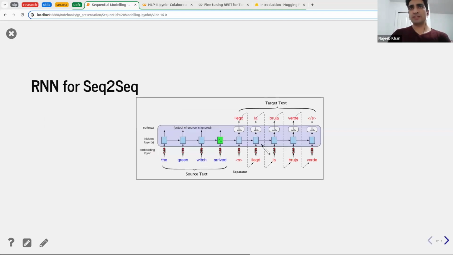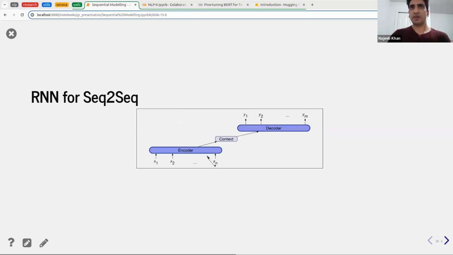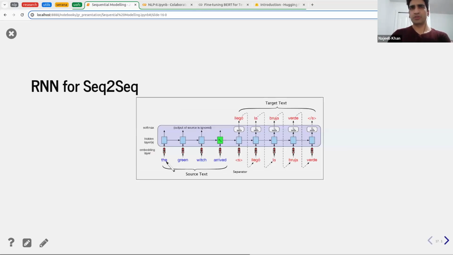The first one is that, let's say, this is the same diagram as this one, but with text written here. Let's say you were to translate this English sentence to, I don't know which language this is, but either French or Spanish. So the input words are the green which arrived, and this is the encoder part. It produces this hidden state. This hidden state is passed to the decoder part, and then the decoder produces one word at a time.